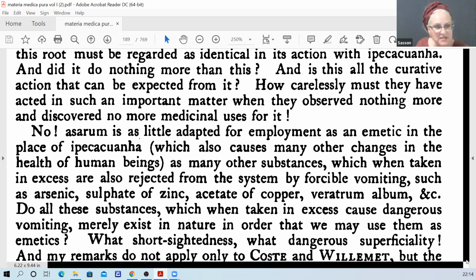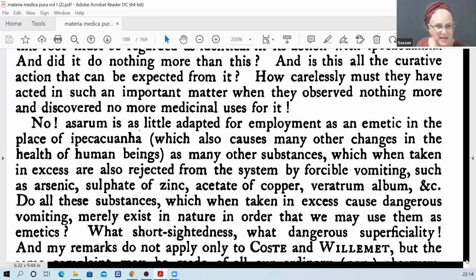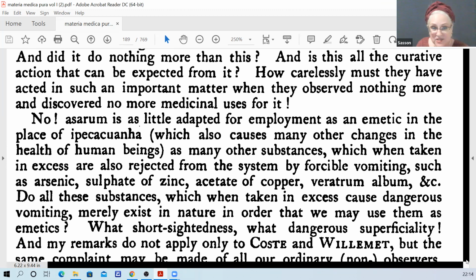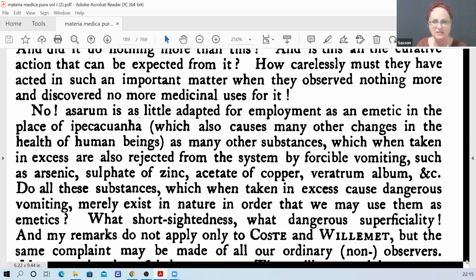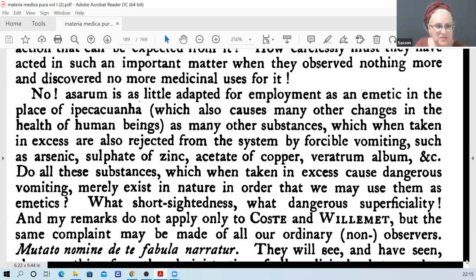And then he goes on to say, do all these substances, when taken in excess, cause dangerous vomiting merely to exist in nature in order that we may use them as emetics? Emetics means something that causes vomiting. What short-sightedness! What dangerous superficiality! He's saying it's very superficial.